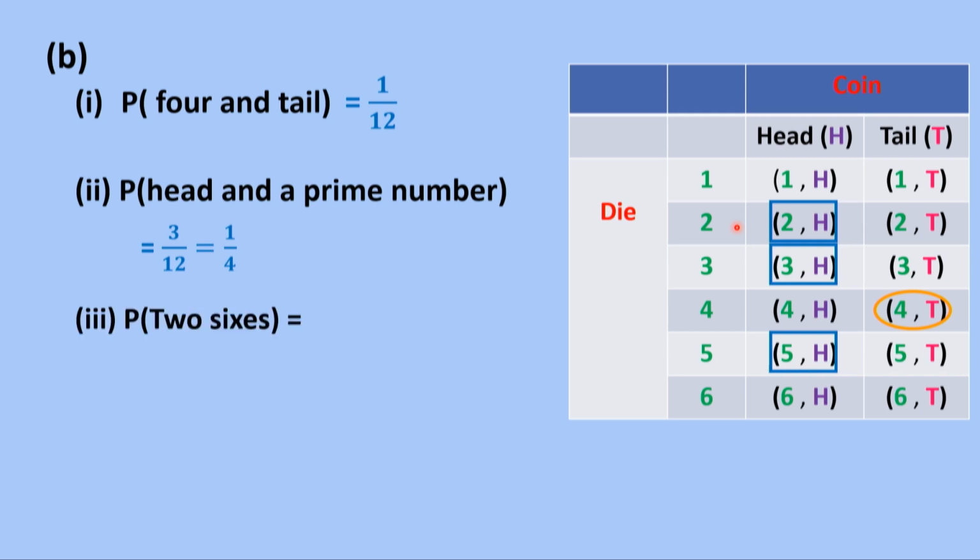Next part, probability of getting 2 sixes. Is it possible for you to get 2 sixes when you're tossing a die and a coin? No, we cannot get 2 sixes. So the answer will be 0. Whenever an event cannot happen, the answer will be 0. And remember that probability can never exceed 1. If ever we get probability of 1, this means that we are sure that this event can happen.